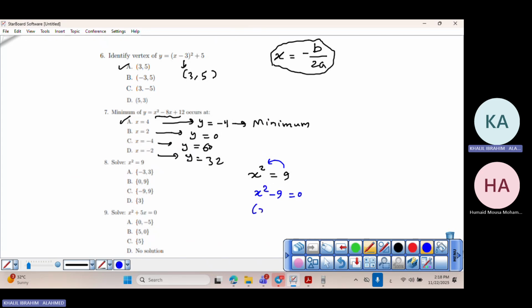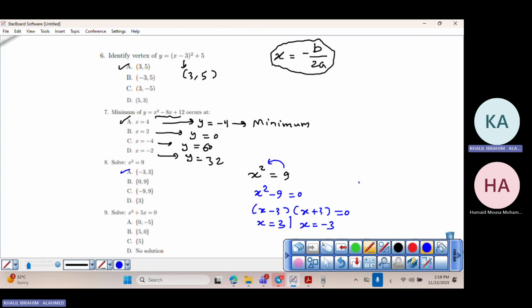This equals x minus 3 times x plus 3 equals 0. Then we have the answer x equals 3 and x equals negative 3. The answer is A. Okay, it's easy.